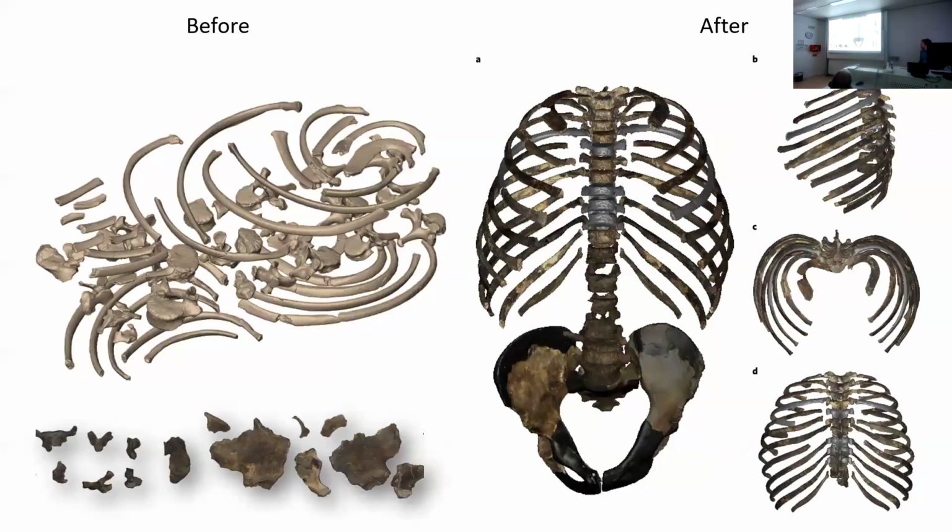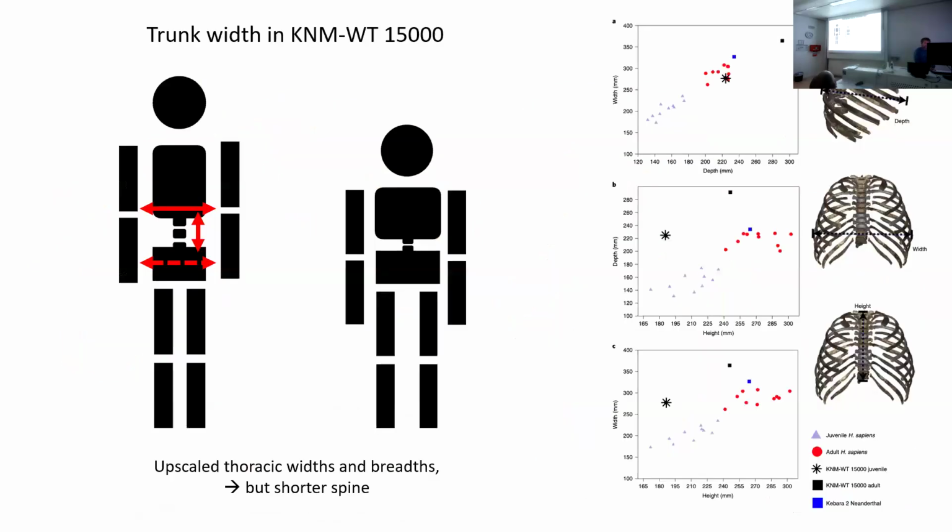And if we do that, we have a kind of before-after comparison. We come up with this kind of morphology of the trunk of the Homo erectus skeleton, where particularly the thorax is reconstructed. This is the old pelvis, just as a side note. And this is the morphology. If we now compare that in standard measurements to the modern humans, then what we can see here is that in the upper part, the width and the breadth is an upscaled version of the ontogenetic trajectory of the modern humans.